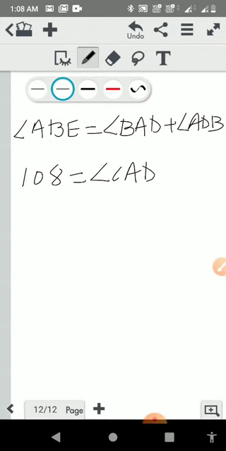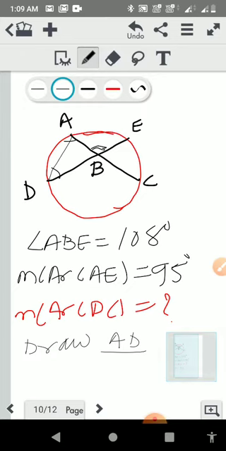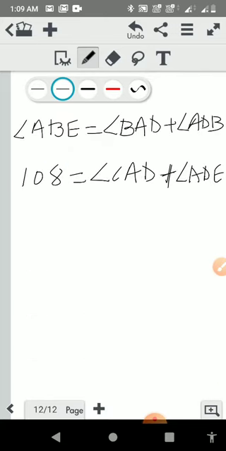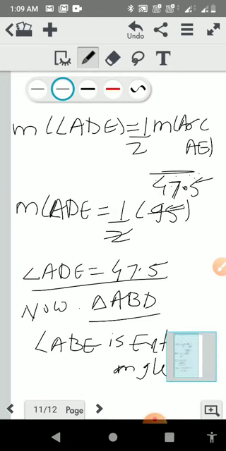So I can write this BAD as CAD, and similarly angle ADB I can write as angle ADE. Actually, angle ADB can be written as ADE. Then if we see, angle ABE is already known, 108 I have written, angle CAD is unknown to us, and angle ADE is known to us, which I have calculated here, isn't it?